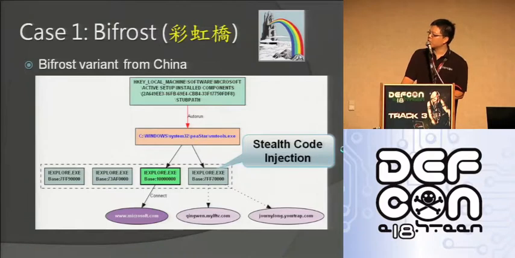And this Bifrost, it uses code injection. So it's not DLL injection, it uses code injection. So the only way you can find this suspicious code injection is to scan the memory and then try to find the PE image.